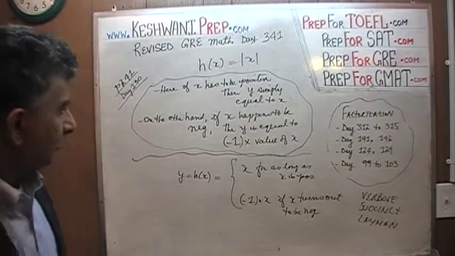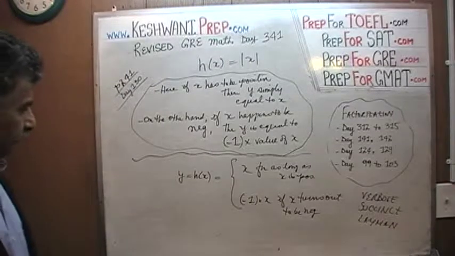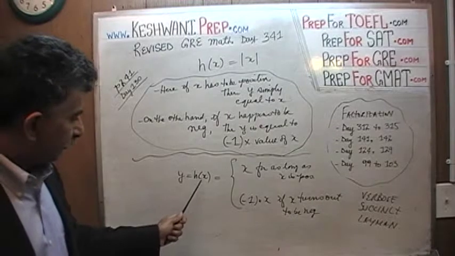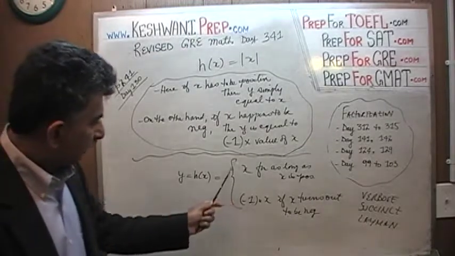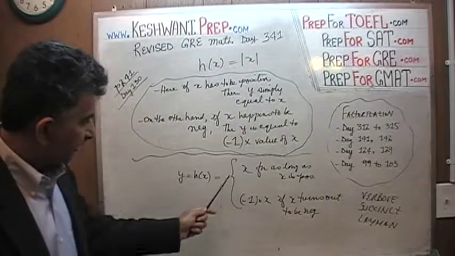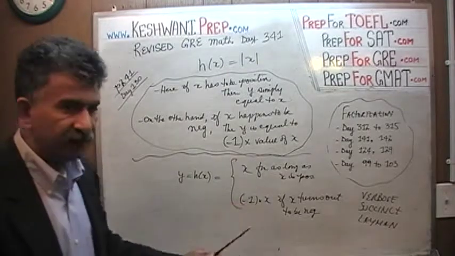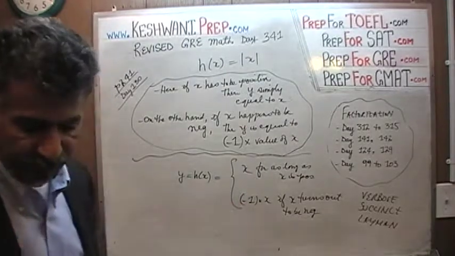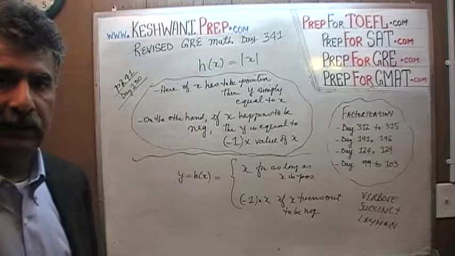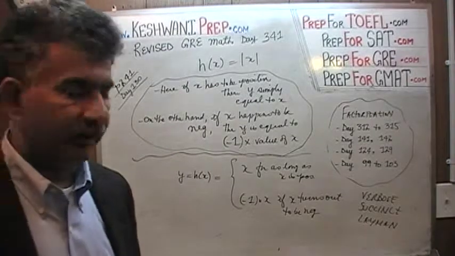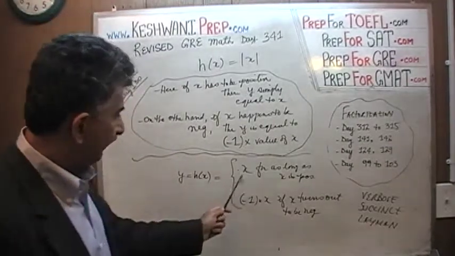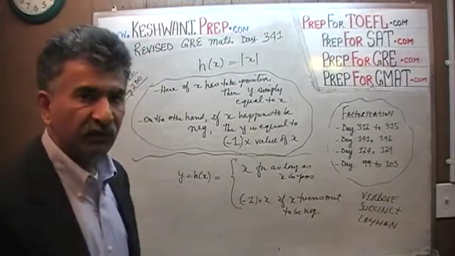But what we are about to write, actually let's do it here. It says y equals h of x, which equals x for as long as x is positive. How do we write that using the symbols of mathematics?